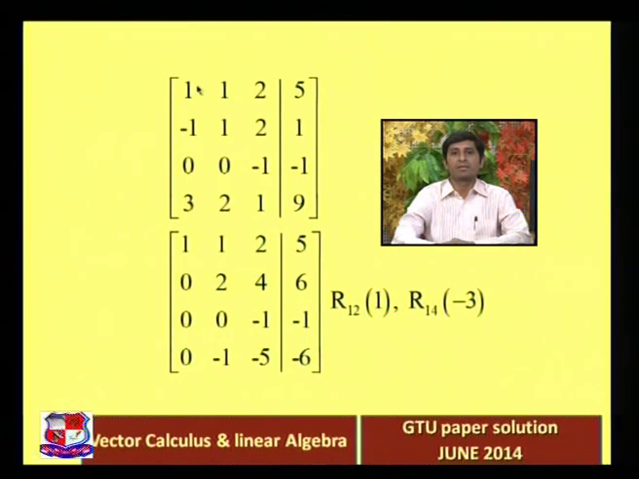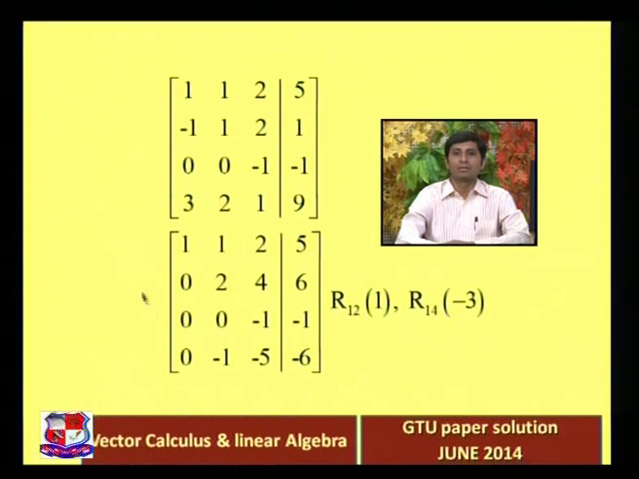Next, we are multiplying the first row with minus 3 and adding into the fourth row. So that's why the fourth row becomes 3 minus 3 = 0, then 2 minus 3 = minus 1, then 1 minus 6, that is minus 5, and 9 minus 15, that will become minus 6.